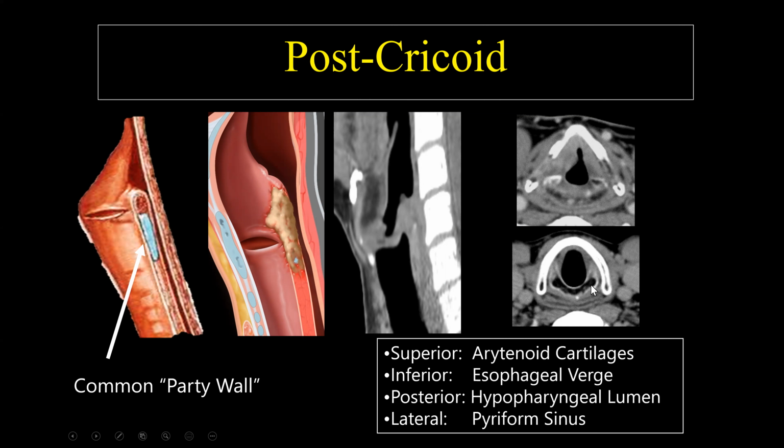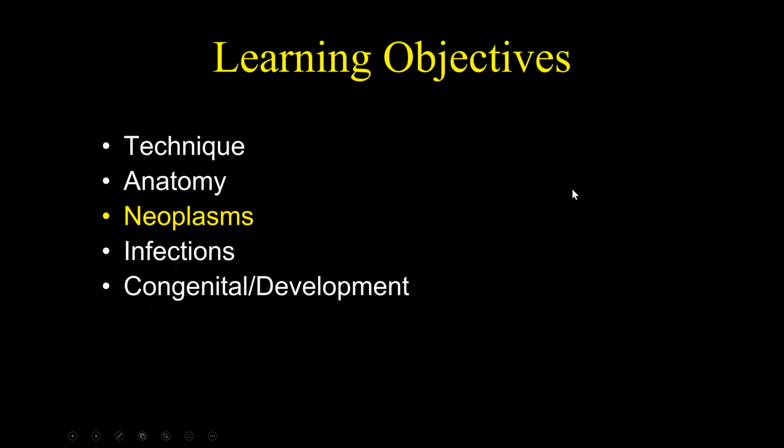So when we look at the CT image here, right at the tip of my arrow, right behind the cricoid cartilage, is the post-cricoid region. And at the cricoarytenoid joint, right where my arrow is, this very, very thin line here is the common wall between the hypopharynx and the larynx, known as the post-cricoid region.